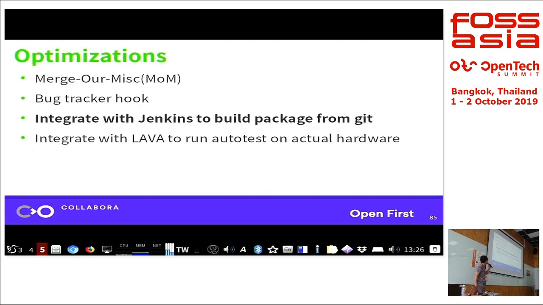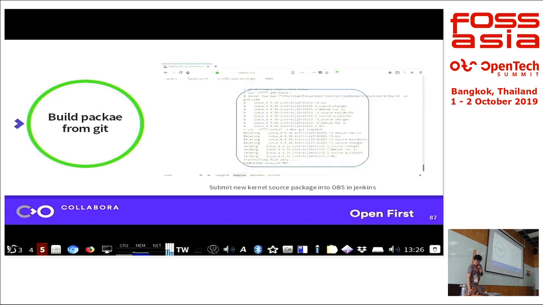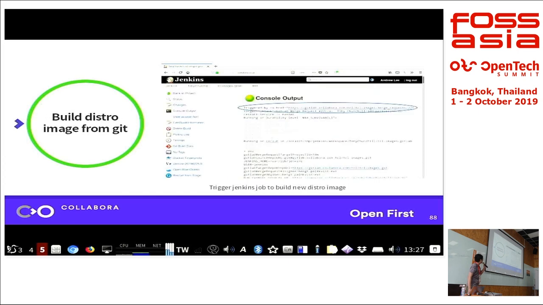And also, you can integrate with Jenkins to build the package on a page. Here is an example. We want to build the package, and in this example the package is already on the page and starts to build the source package. The source package is generated by Jenkins, and Jenkins will automatically submit the source package to OBS. You can even build the whole distribution image in a package with Jenkins. That's what we do here.